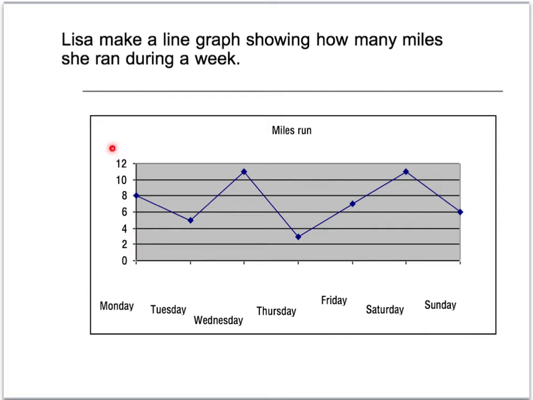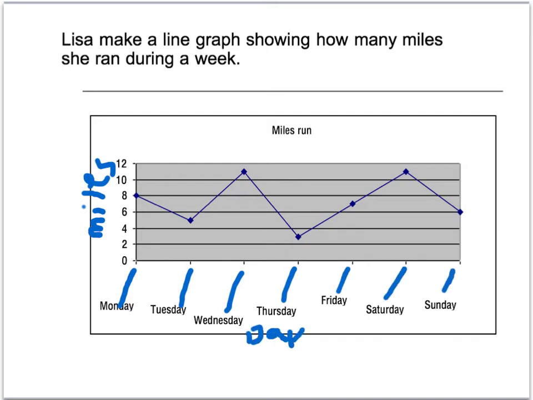Now on our y-axis, we should have had a label there, and that label should have been miles. We do have a label here for each of these: Monday, Tuesday, Wednesday, Thursday, Friday, Saturday, and Sunday. We could have written days of the week here as well, to be more precise and to be clearer for our line graph. So we can use this line graph to look at different types of questions.